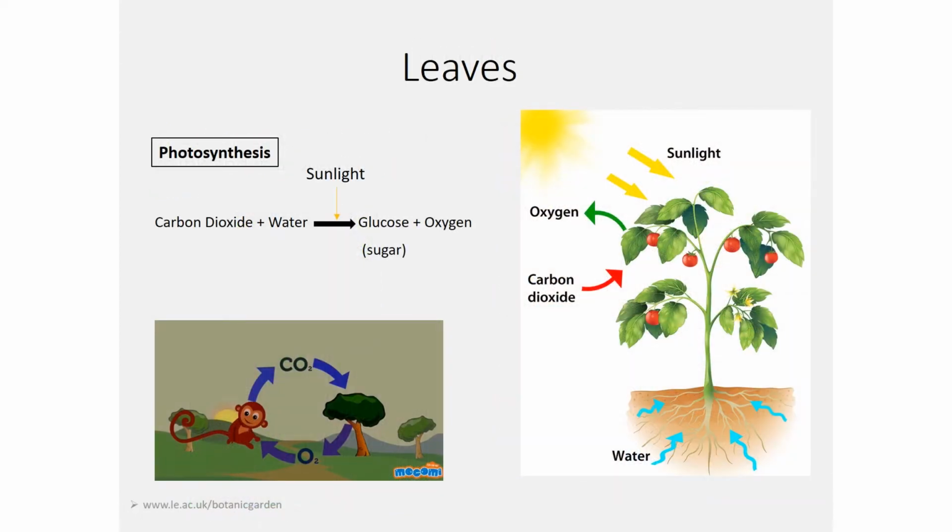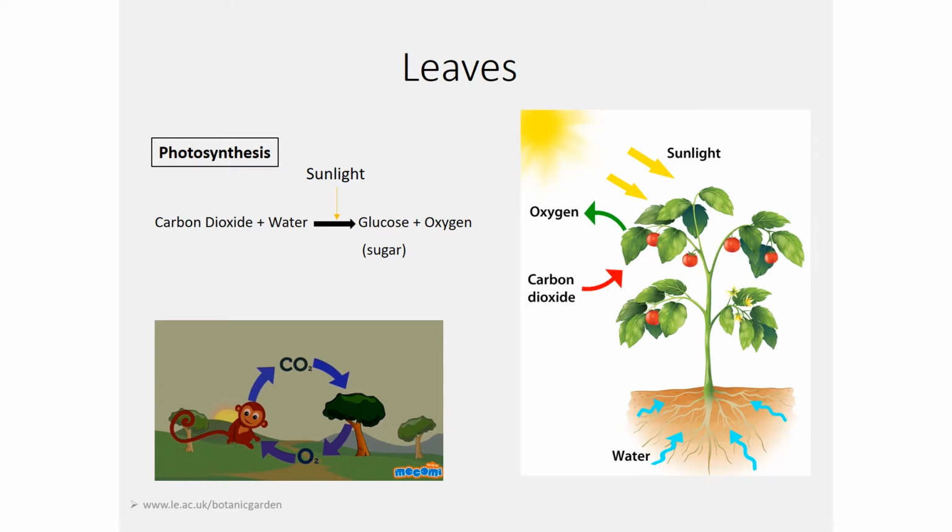Leaves are the food factory of the plant. Remember, plants need air, water and light to grow, and the leaves use all of these to make their food. Air is made of several gases, and the gas plants need from the air is carbon dioxide.